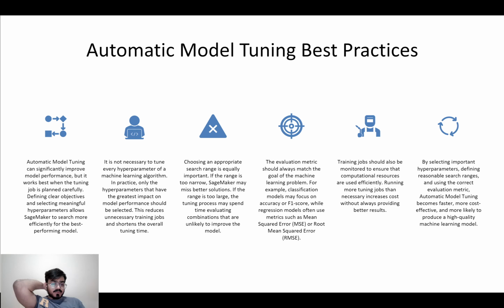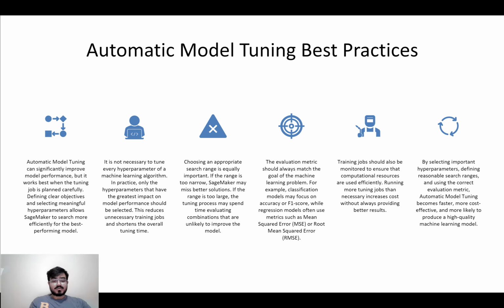Before starting the tuning job, we should know exactly what we want to improve, such as increasing prediction accuracy or reducing prediction error. Another important practice is selecting only the hyperparameters that have the biggest impact on model performance. It is usually not necessary to tune every hyperparameter, but to focus only on the most important ones. We reduce unnecessary training jobs and save both time and computing resources.